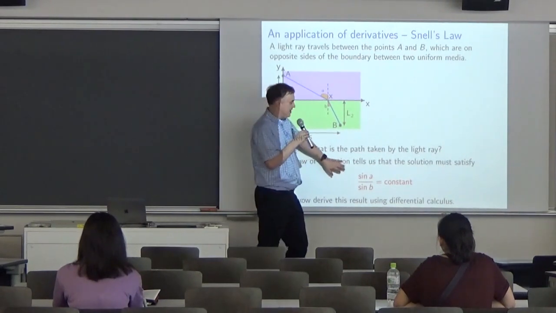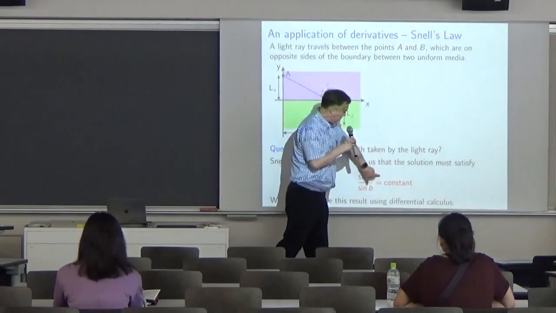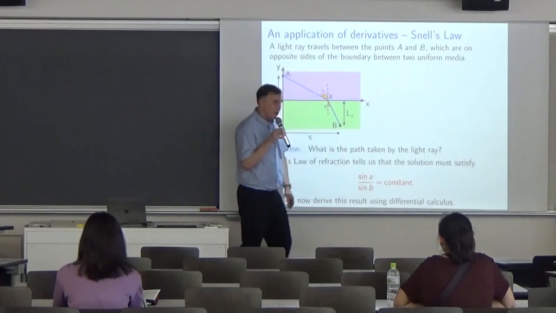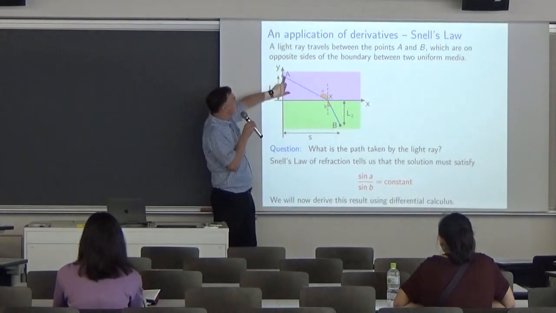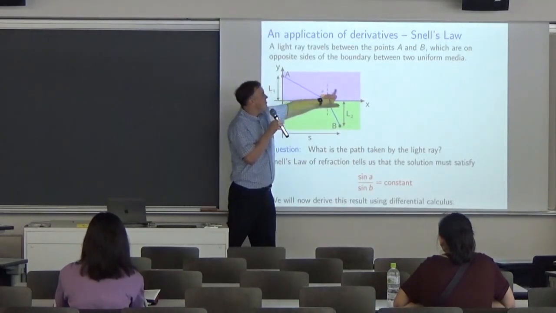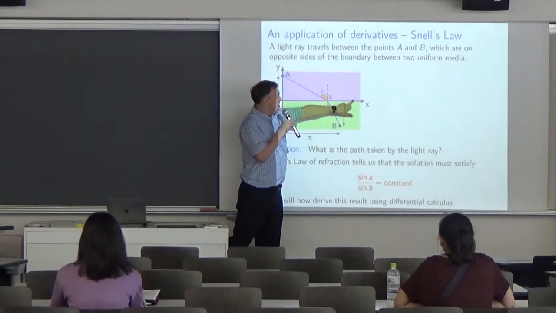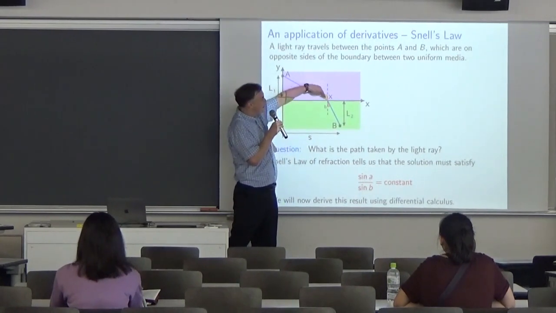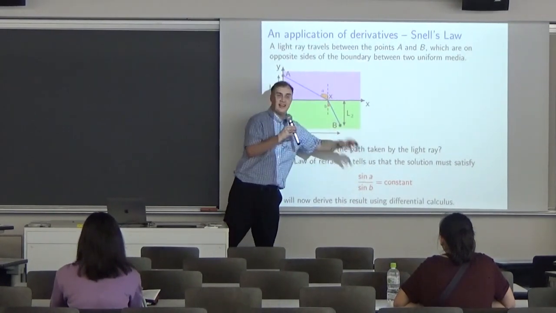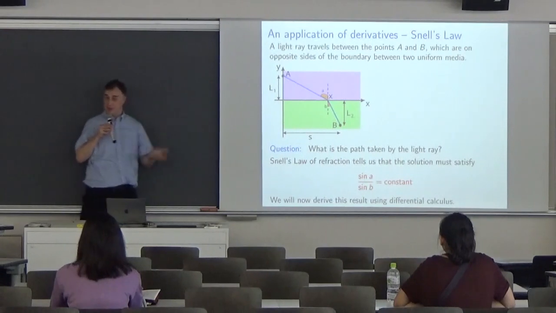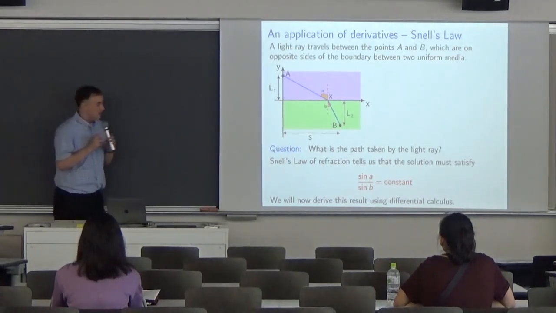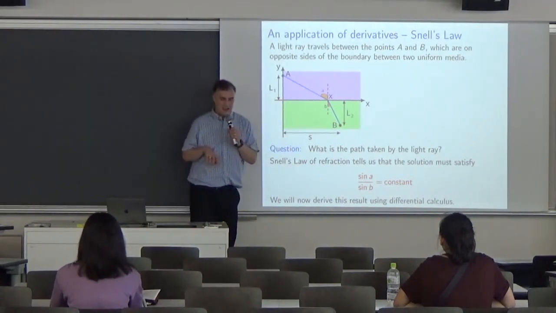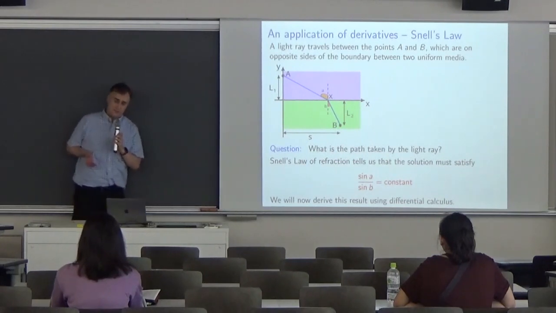What I mean here is that there's a special constant for which this is always true, meaning if I move this point A to somewhere else and I shoot a light ray over to here, and then I find a point over this side where it passes through and call it B, and I look at the sine of that angle over the sine of that angle, it will be exactly the same number. That's what Snell's law tells you. Okay. And what we'd like to do is actually now derive that using calculus.